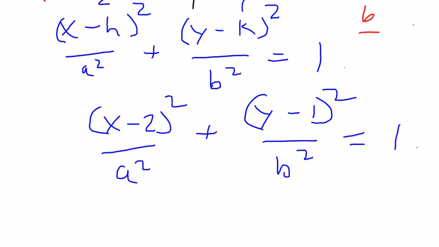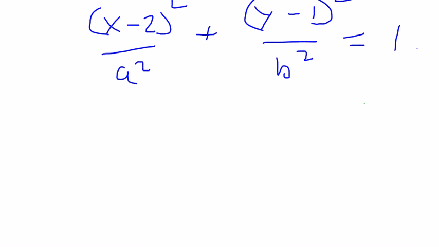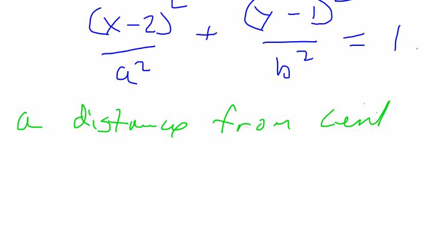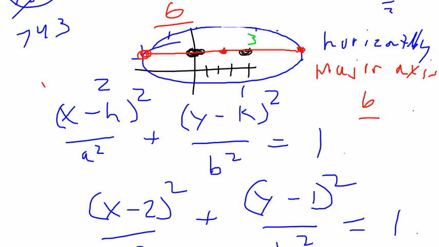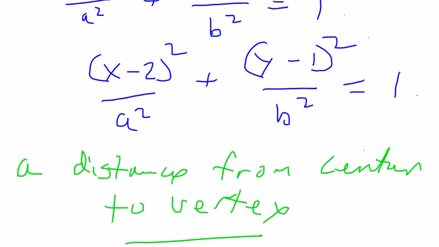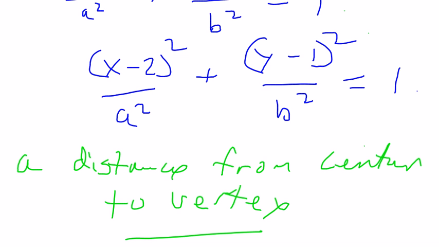And if we remember from the notes on the previous page, a is always going to equal the distance from center to vertex. Write that down if you don't have it down yet. So a is the distance from center to vertex. Well, then a is 3. So down here, if a is 3, this number is going to be 9, because 3 squared is 9.